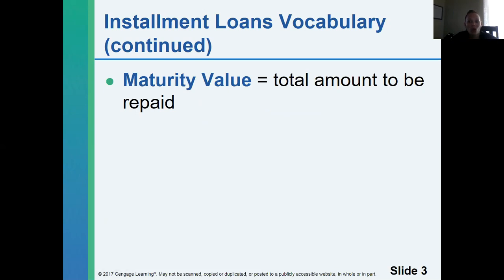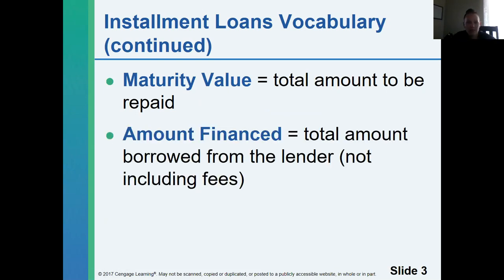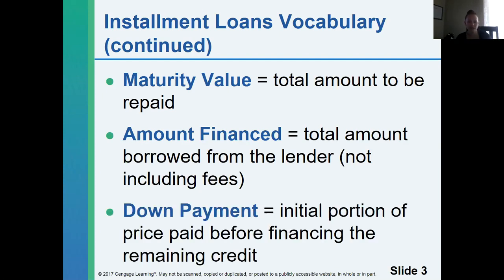Maturity value is the total amount to be repaid. The amount financed is the total amount borrowed from the lender, not including fees. And the down payment is the initial portion of the price paid before financing the remaining credit. So we'll go over some of these in the next couple of examples, so you'll see what they mean.